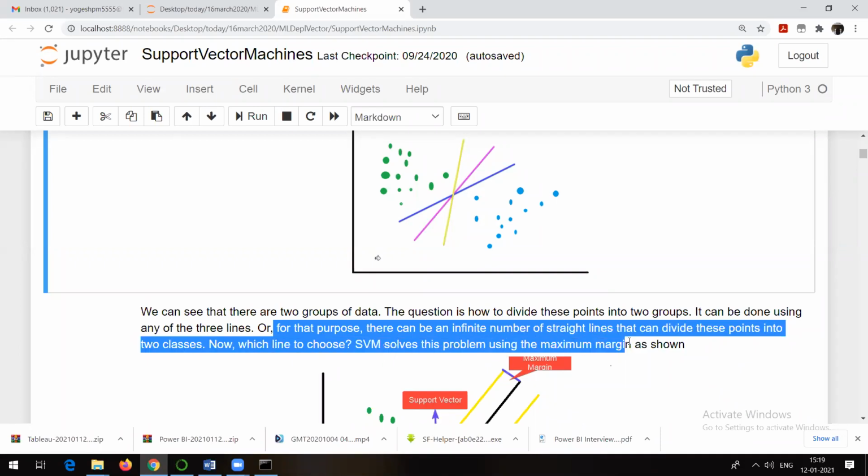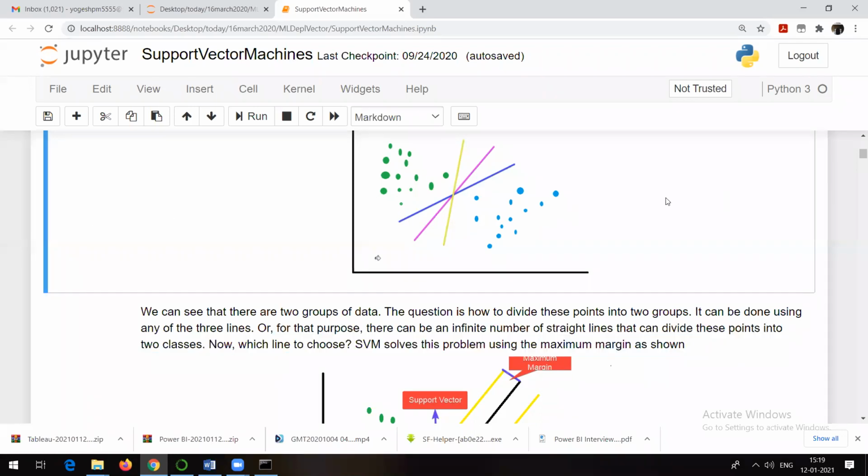SVM solves this problem using maximum margin as shown. Whatever I talked about earlier, maximum marginal classifier. If you remember this particular term, right? When I was explaining support vector machine, I talked about something called the maximum marginal classifier. Why is it called the maximum marginal classifier? Because that margin we are going to keep as maximum as possible. Which margin? The margin from the support vectors to this line.